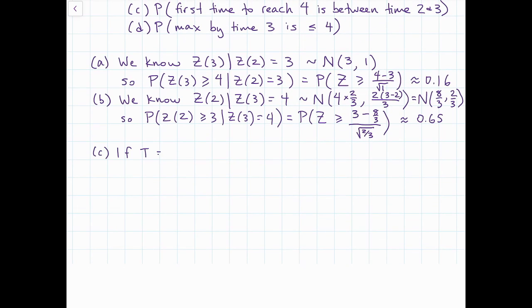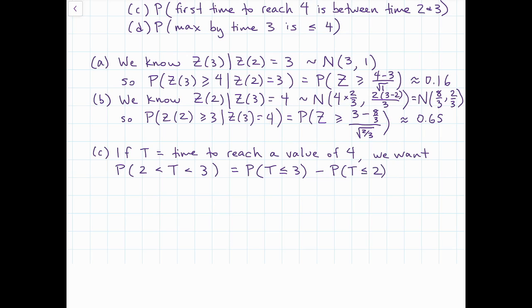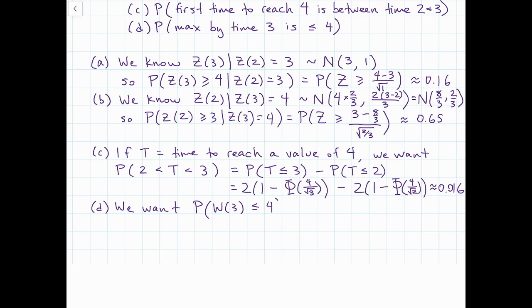For C, we can define t to be the time it takes for the process to reach a value of 4 for the first time, and we want t to be between 2 and 3, which is just the probability it's less than or equal to 3 minus the probability it's less than or equal to 2. Subbing in what we know for the CDF of this random variable t, we can get this expression here, and if you evaluate that, it should be about 0.016. And then finally for D, we're looking for the probability that the maximum by time 3 is a value that's less than or equal to 4. So again, subbing in this expression here and evaluating, we get a probability of 0.979.